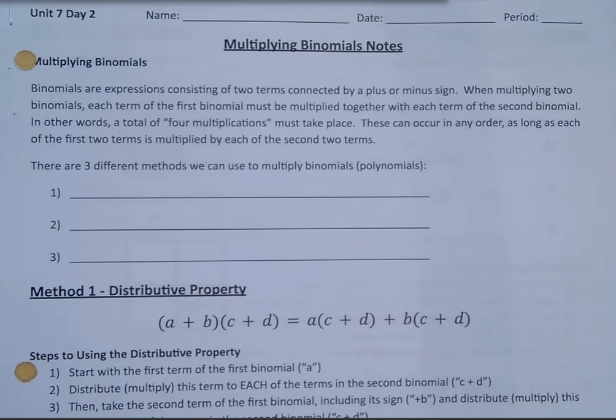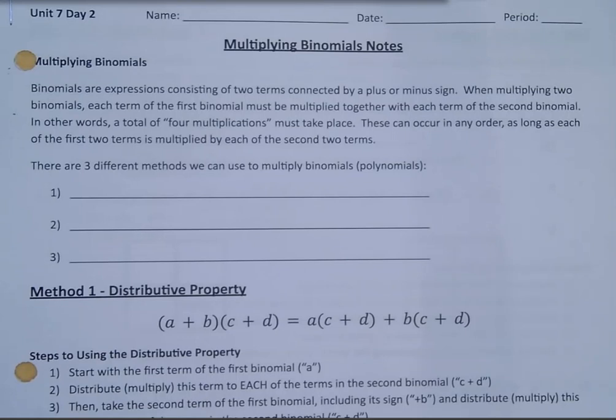So Unit 7 is our unit on polynomials, and Day 2 we're going to be talking about multiplying binomials. So binomials, again, are expressions that have exactly two terms. Remember, terms are things that are separated by adding or subtracting. So you'll see a plus sign or a minus sign in between terms.